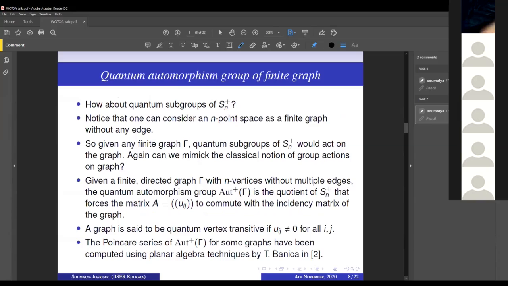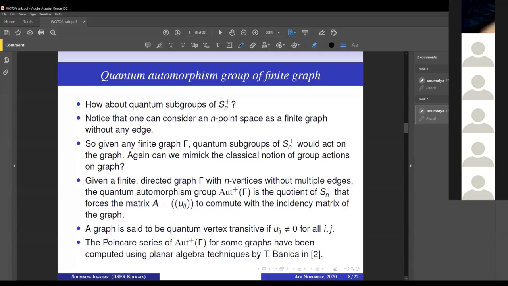Now, since we have Sn plus, what would be the generalization of the automorphism group of a finite graph? We can think of the n point space as a graph, a very trivial graph that has only n many vertices and no edges among them. So once we have the coaction of Sn plus on the n point space, can we generalize to some coaction on finite graphs in place of the n point space? And indeed we can do that.